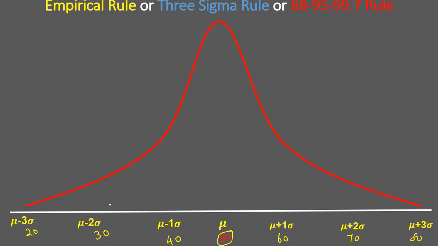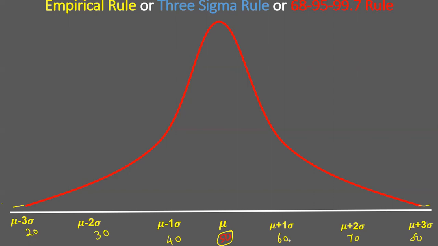Now, always imagine this curve will not touch the x-axis here. It will go on like this. If I want to extend it, I can extend it so that my value starts from 10 here and ends at 90 here. For demonstration purpose, we have taken 20, 30, 40, 50, 60, 70, 80, because this is the center.